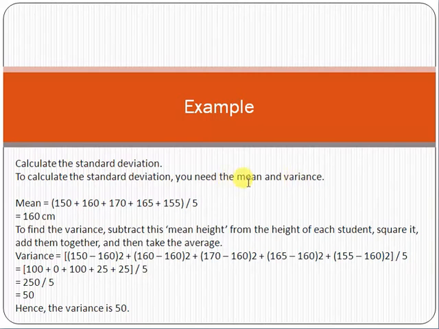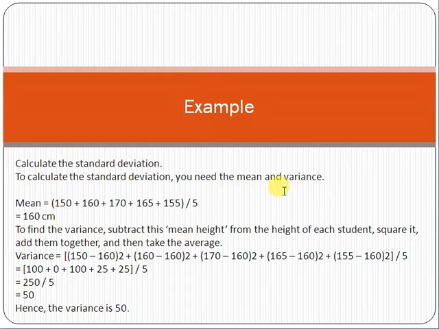Mean is basically the average value. So what we will do is sum up all the values of the heights of the students and divide by 5. Why 5? Because 5 students are there. So we sum 150 plus 160 plus 170 plus 165 plus 155, divide by 5, and we have the average value of 160 centimeter. 160 centimeter is the mean value. Now we got the mean value.